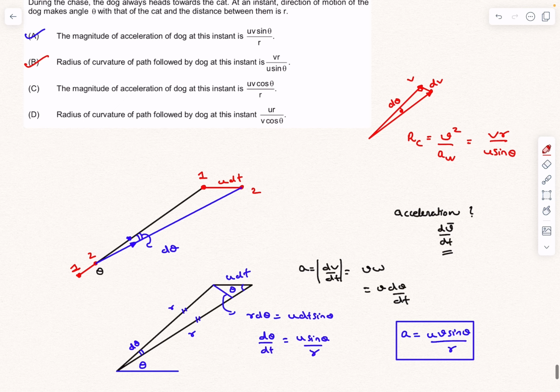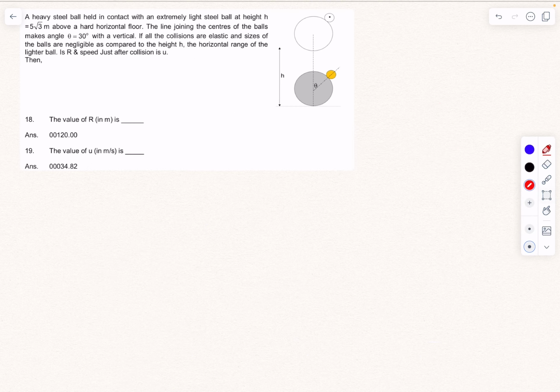So now let's move on to the last question. So moving on to the last problem. In this question we have a heavy steel ball that is held in contact with an extremely light steel ball at a height of h. Okay, so I think this distance is what they've given as h. The line joining the centers of the balls makes an angle of 30 degrees with the vertical. If all the collisions are elastic and the sizes of the balls are negligible as compared to the height h, the horizontal range of the lighter ball is capital R and the speed just after collision is u. So we have to figure these two values out.